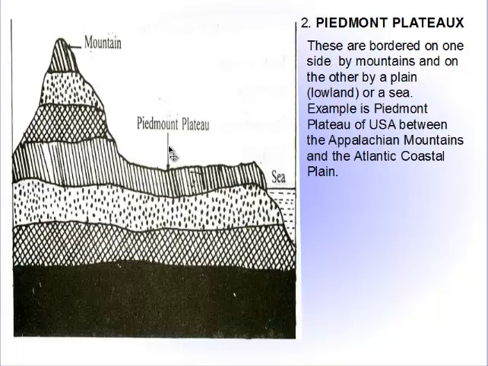Now you can see from here, the image here, that one side of the plateau is bordered by mountains and the other side by the sea. And as I said, it's not always the sea, it can also be a lowland. Such a plateau is known as the Piedmont Plateau. Example of Piedmont Plateau is the Piedmont of United States, found in the Appalachian Mountains and the Atlantic Coastal Plain.